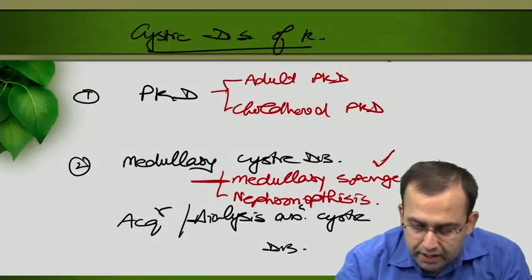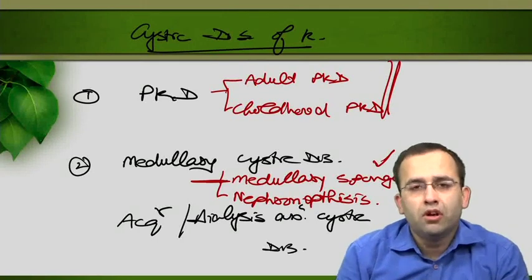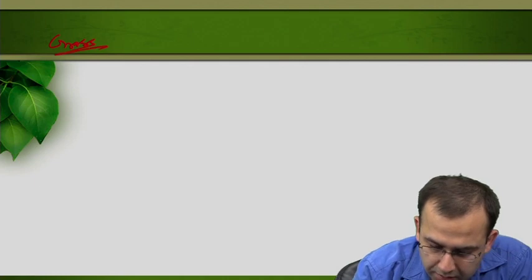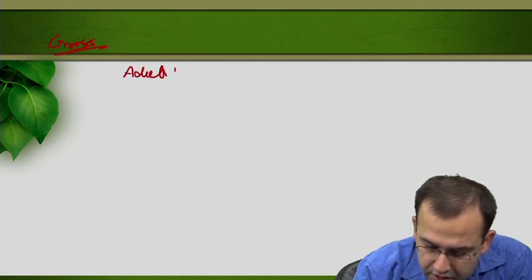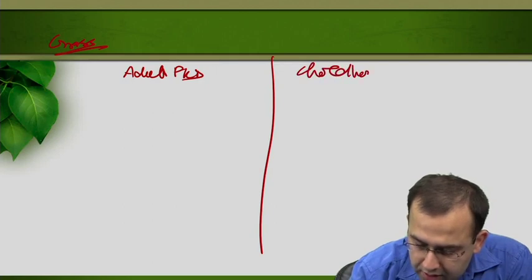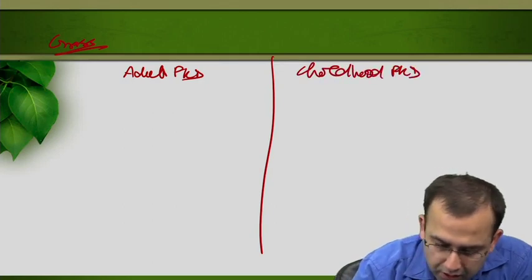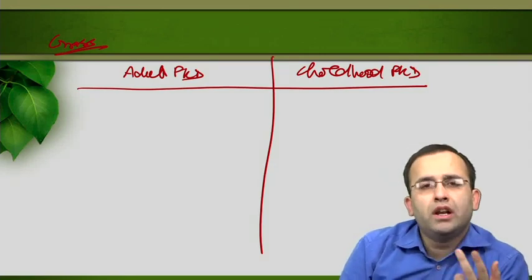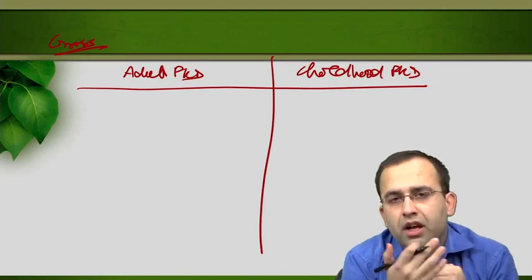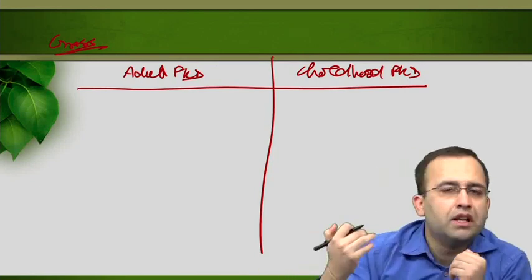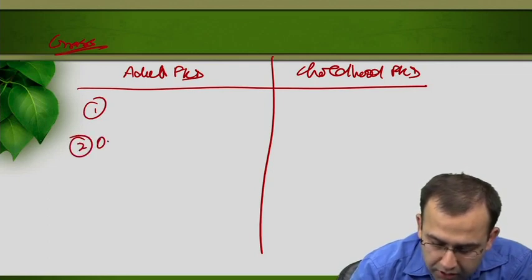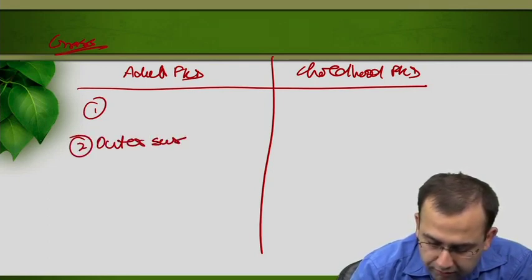Next point, this gets us to adult versus childhood polycystic kidney disease. Let us see the main gross differences between adult versus childhood PKD. First point, grossly, which will be more enlarged? Adult kidney is larger than childhood, so adult PKD is more enlarged as compared to the childhood PKD, which is just enlarged as compared to normal.